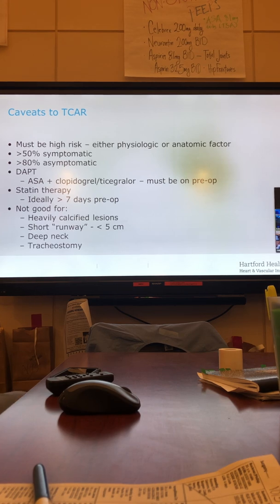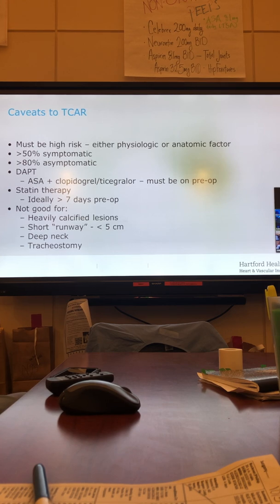Brilinta, or ticagrelor, the loading dose is 180 milligrams. It's 2 90-milligram tablets. And the medication is taken 90 milligrams twice a day, which is important. Plavix is only once a day. So patients have to understand they've got to take the Brilinta in the morning and in the evening.